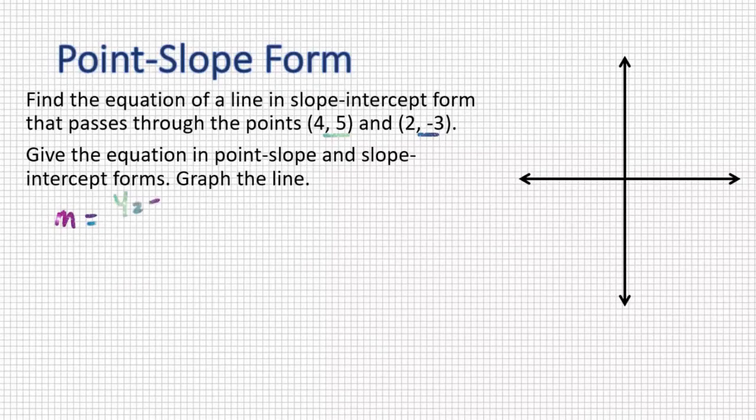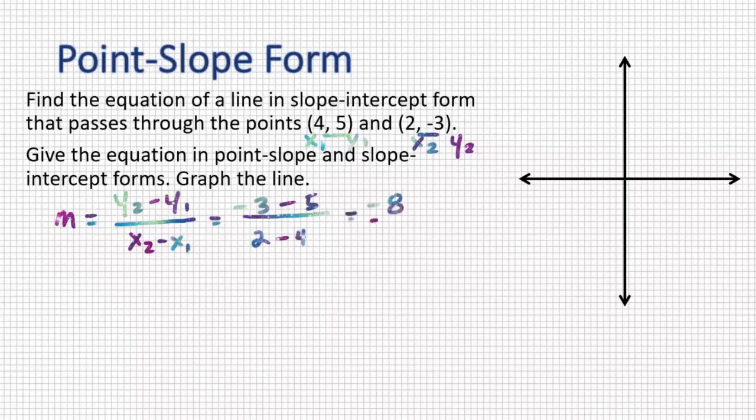And slope is (y2 - y1) over (x2 - x1). So I like to go ahead and label my points. This will be x1 and y1, and x2 and y2. Now I can just plug those in to the equation. So I have -3 minus 5 divided by 2 minus 4. In other words, -8 over -2, or a slope of positive 4.